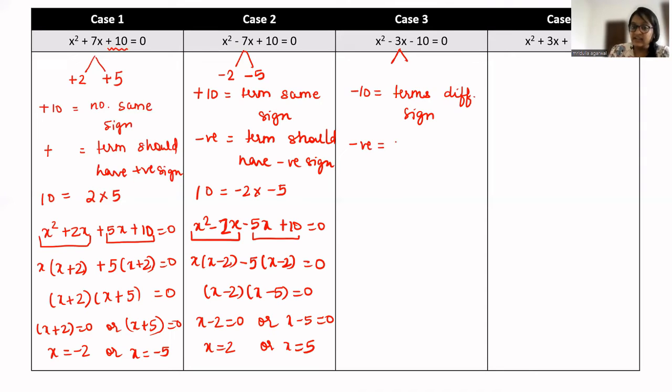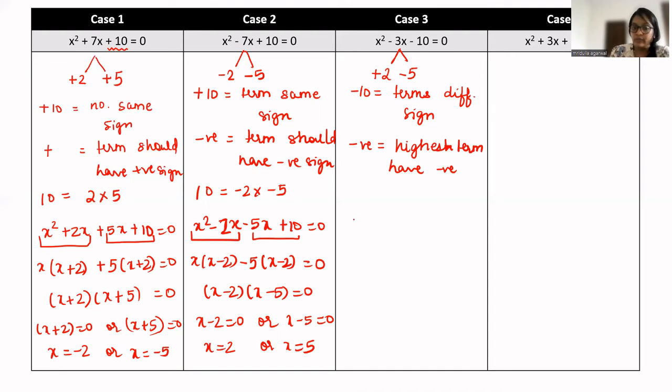This indicates that there are how many terms? There are 2 terms. So out of those 2 terms, the highest term should have a negative sign. So the 2 terms were 2 and 5. They should have different signs, right? Out of these 2, 5 is highest. So that means 5 should be negative. Then if 5 is negative, that means 2 should have a different sign, that is plus.